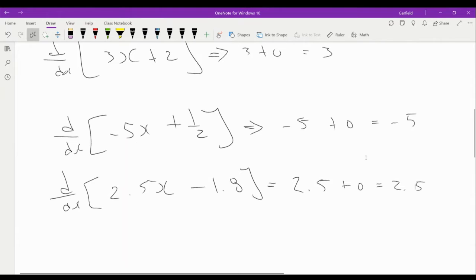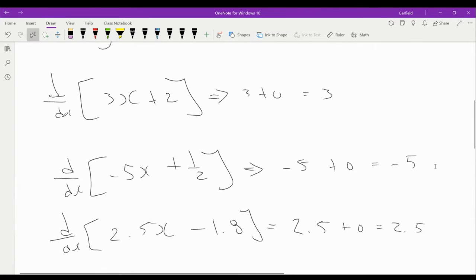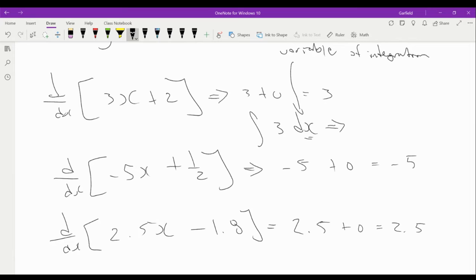This is going back to chapter 1. Now we're going to go about this the opposite way. Let's say we take the integral of 3 with respect to x. This dx is known as the variable of integration. When we take the integral of 3, what are we going to get?